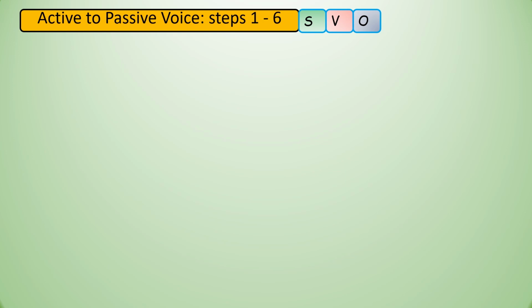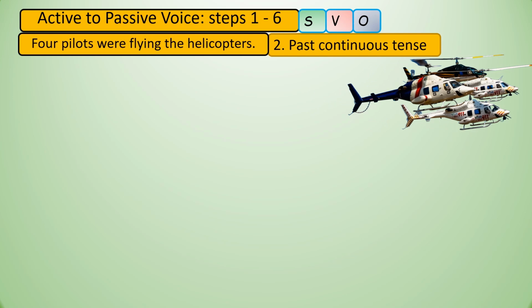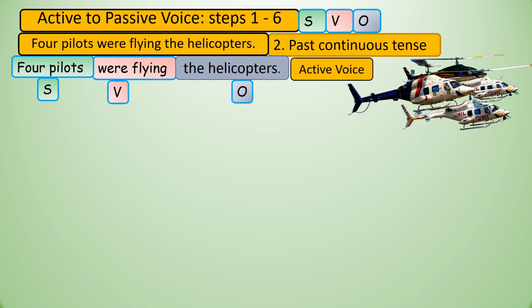Active to passive voice steps 1 to 6. Subject, verb, and object. We have a new sentence. Four pilots were flying the helicopters. The step number 2 is it's past continuous tense. So there's our sample sentence now. It is now divided into the different parts. Remember we said verb first. So start with the verb. Were flying is an indication of the past continuous tense. So that's our grammatical construction.